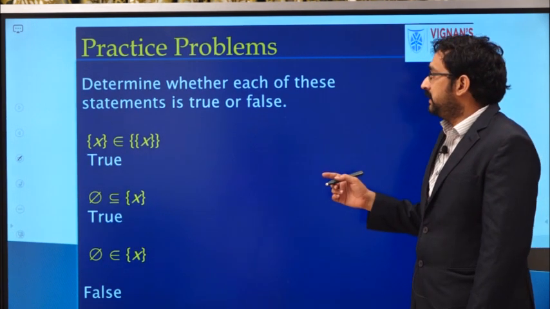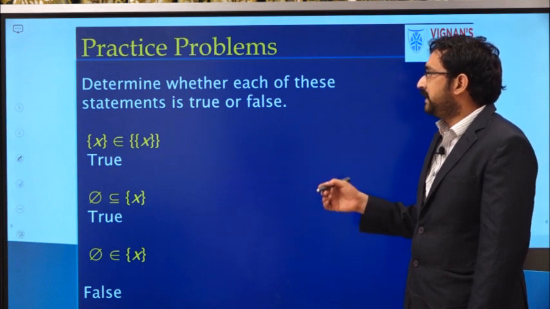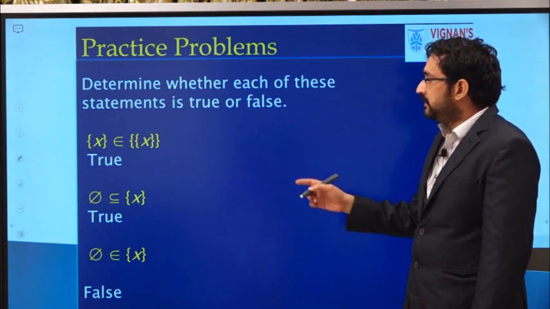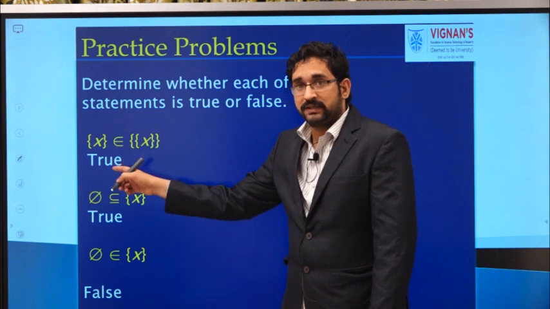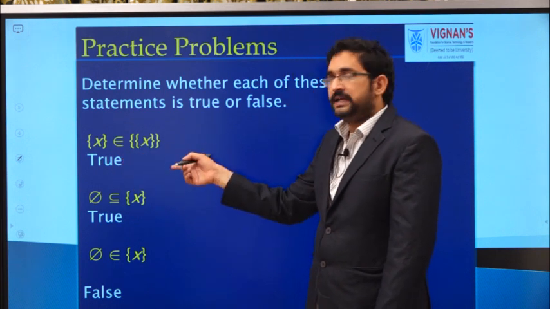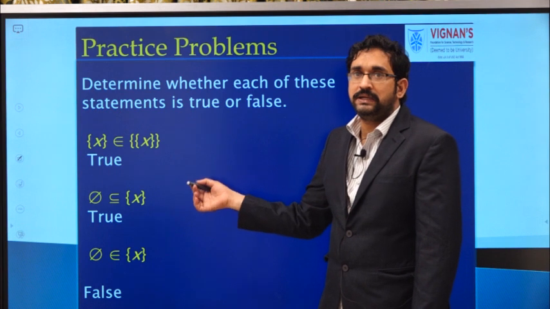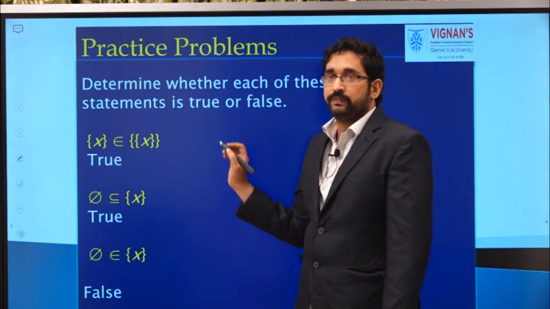One more problem. Here some statements are given. We have to identify whether they are true or false. First one is singleton X belongs to the set of singleton X. So by the definition of singleton X, we know that it is true.